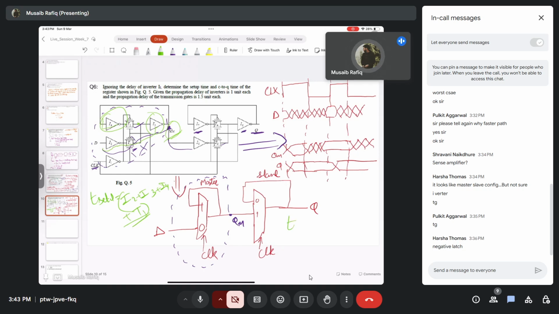The propagation delay is defined as the time it takes for the value QM to go to the output Q. T clock to Q is given by the transmission gate T3 plus the inverter I6. I have a question here. Since I defined the propagation delay as the time taken for QM to go to Q, and here I defined T clock to Q as the delay of this block and this block, why haven't I considered this inverter delay?